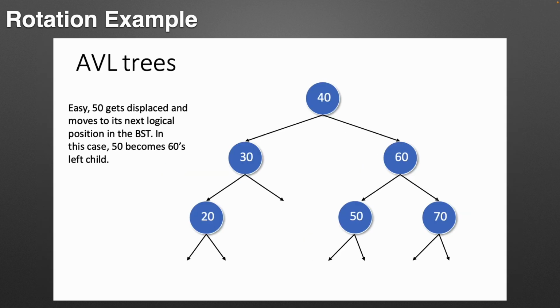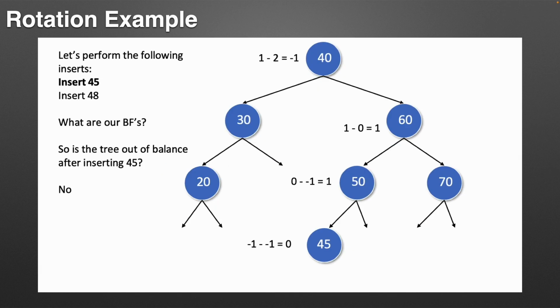Okay, so we've had a tree like this. We're going to go ahead and add 45 into this tree. And so 45 is greater than 40, it's less than 60, and it's less than 50, so it comes down here. And as we compute our balance factors, we can see this tree is pretty good. Nothing to do here. It's fine. None of the values are out of range.